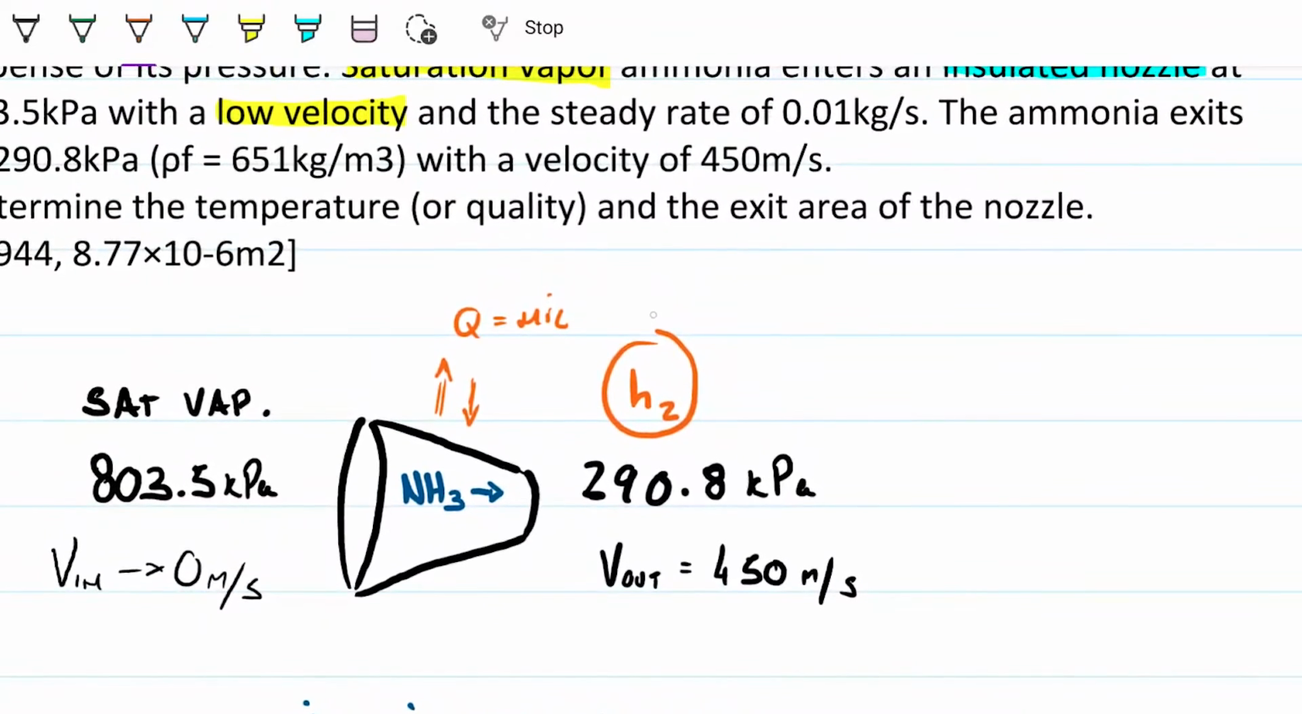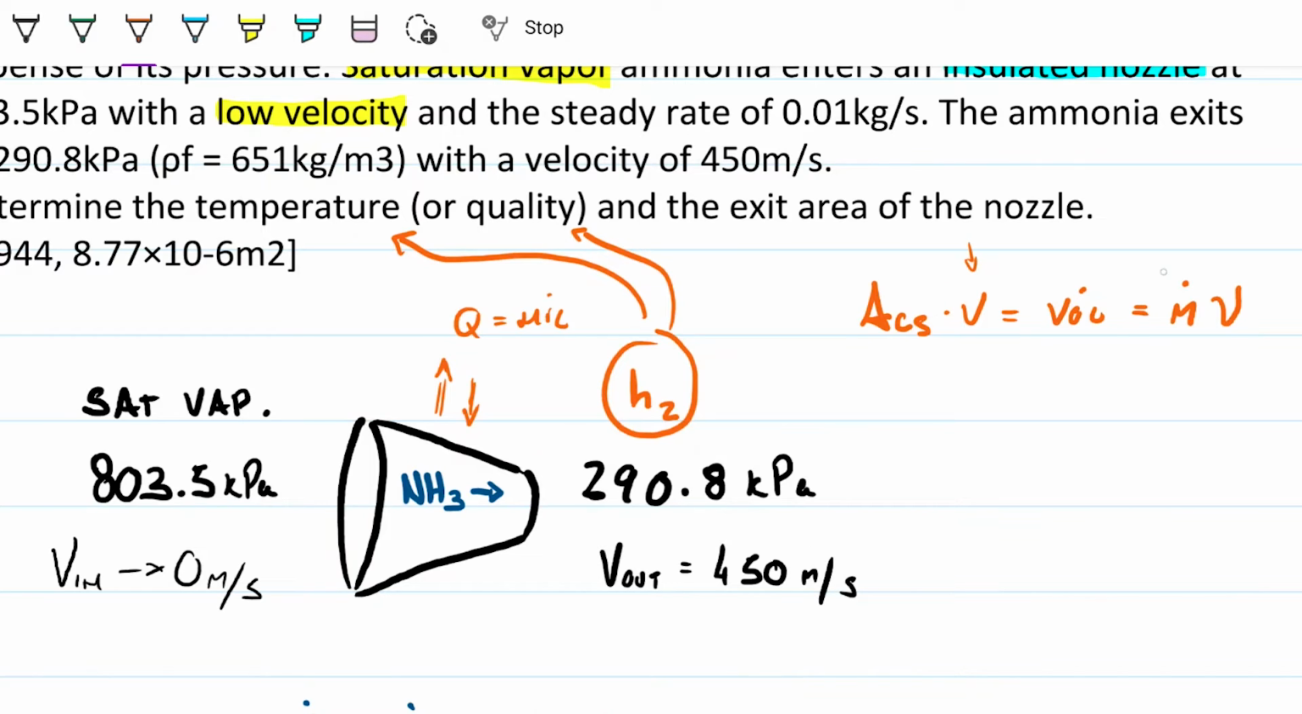And if you can have it defined, then I can find out what's the temperature, I can find out what's the quality, and we're happy about that. And then finally, at the cross-sectional area that I'm looking for, I can just relate the velocity with the volumetric flow rate, or I can relate that to the mass flow rate and a specific volume.